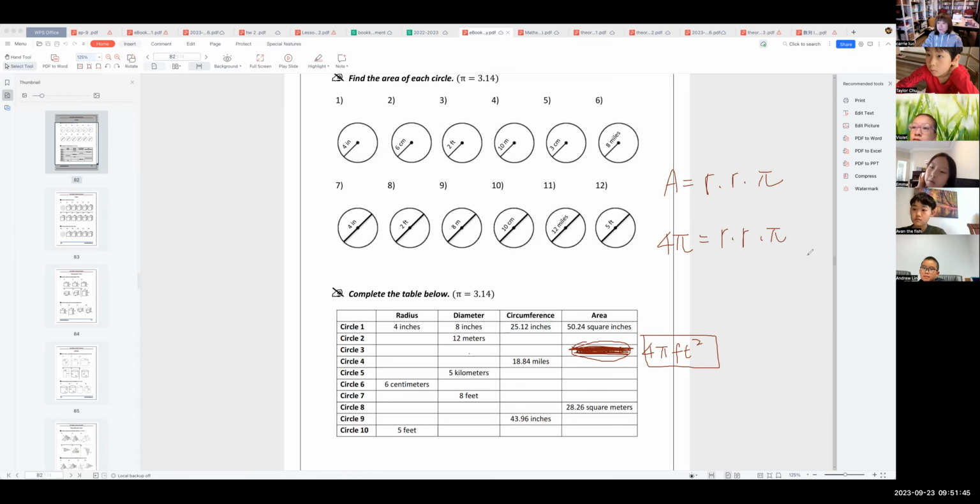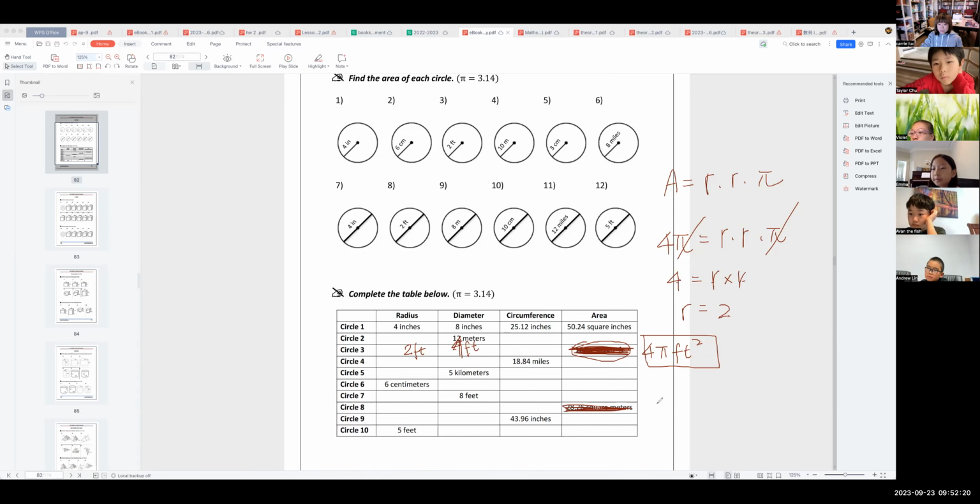Correct, everybody? Okay, so can you tell me, pi and pi are gone, right? So that means 4 equals r times r. So who can tell me r equals what? 2. Very good, because 2 times 2 equals 4. So immediately I know the radius is 2. So if the radius is 2, what is the diameter? 4. Very good. So 2 feet and 4 feet. Understand, everybody?